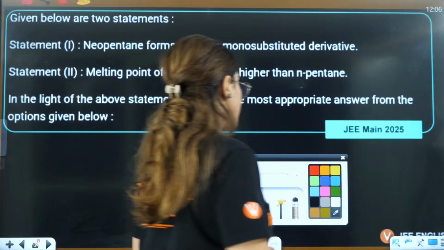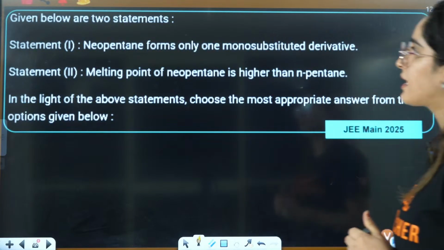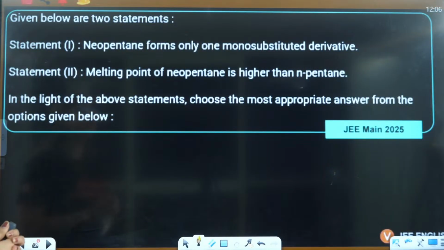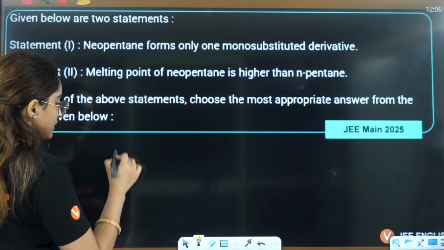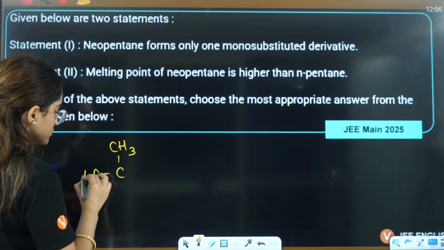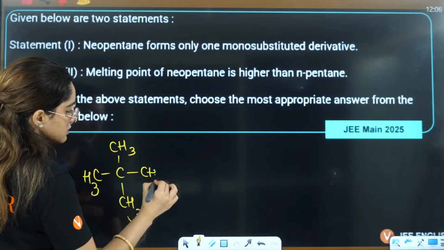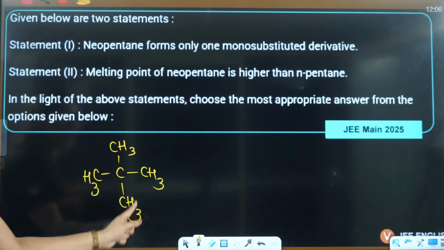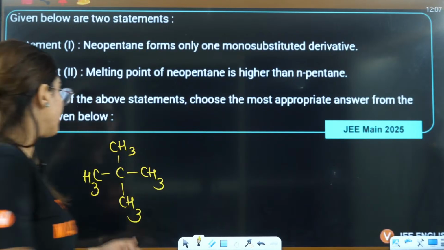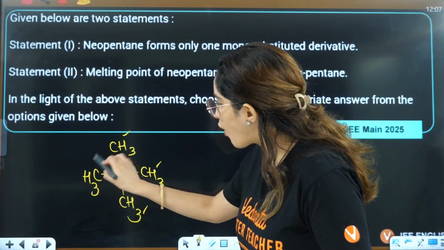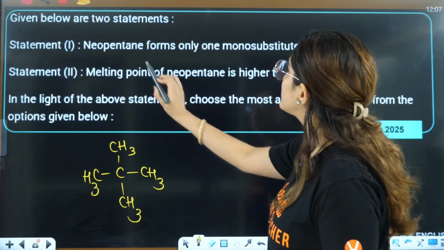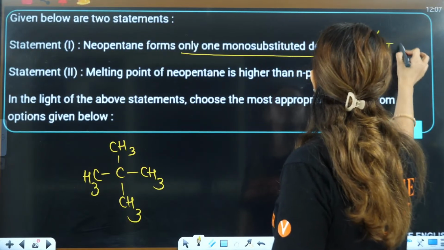Now let's talk about this question, a JEE Mains 2025 question that says, given below are two statements: neopentane forms only one monosubstituted derivative; melting point of neopentane is higher than n-pentane. This one actually depends upon properties also. Okay, let's see. Neopentane means this thing, right? This is your neopentane. Every hydrogen that will be substituted will be the same. If you substitute this hydrogen or this hydrogen or this hydrogen, they all are symmetrical. So it is true that neopentane forms only one monosubstituted derivative.